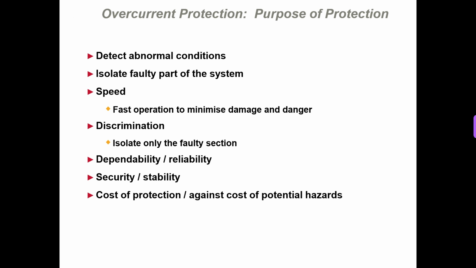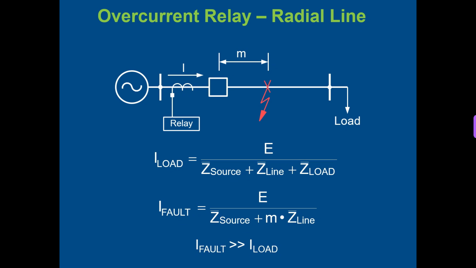Then there is a related concept, that is discrimination, which means the protection system should isolate only the faulty section and the healthy section should remain in service. The protection system should be dependable, reliable, secure. That means if the protection system is required to operate, then it must operate. At the same time, it should not operate when it is not required to operate.